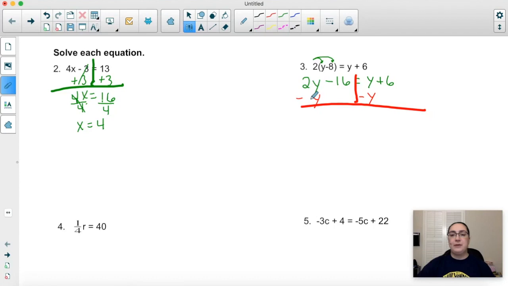Okay, so 2y minus 1y, remember, there is an invisible 1 in front of y. So when you subtract those, you end up with 1y, but we don't have to write the 1, so we're just going to leave it invisible. And then you can bring everything down, minus 16 equals 6. Then the next step would be to get y alone, so we're going to move the constant 16 to the other side.